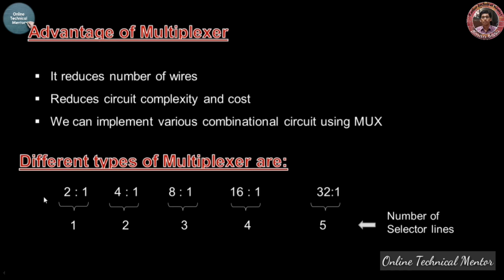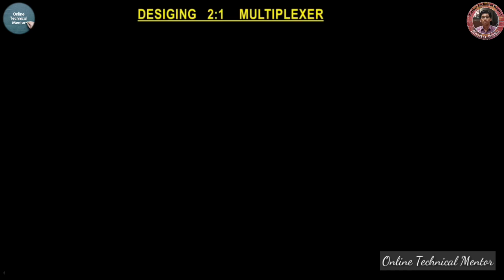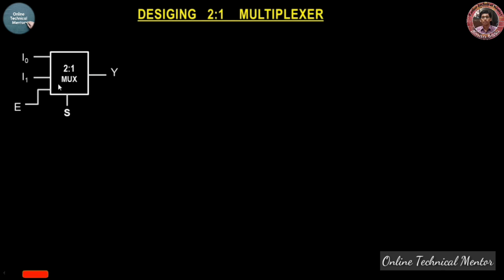Let's design a 2:1 multiplexer as an example. This is my 2:1 multiplexer. It has 2 input lines I0 and I1, a single output line, 1 selector line, and an enable line. That means when the enable line is 0, the multiplexer will not work. For any given inputs, it will give you a 0 output. And when enable is high, that means the multiplexer is enabled.